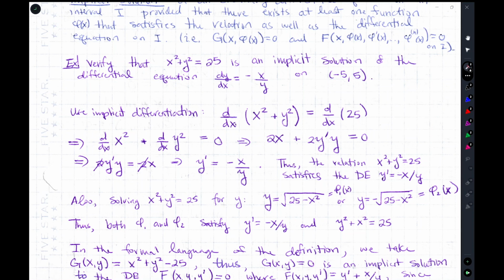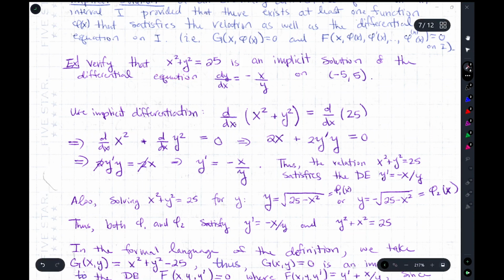Okay, well, how do we verify? We just take derivatives. We're going to differentiate implicitly, and that means we don't solve for y. Someone could say, well, I could solve for y in terms of x. Not exactly. This is a circle.